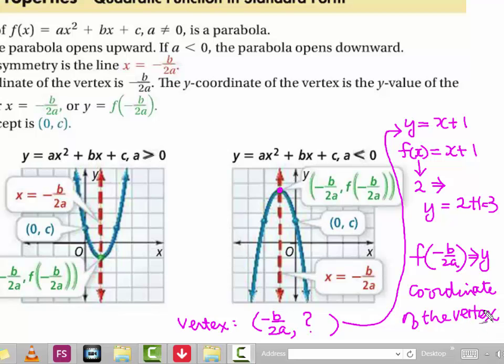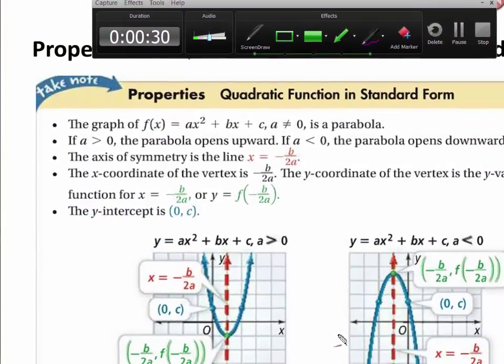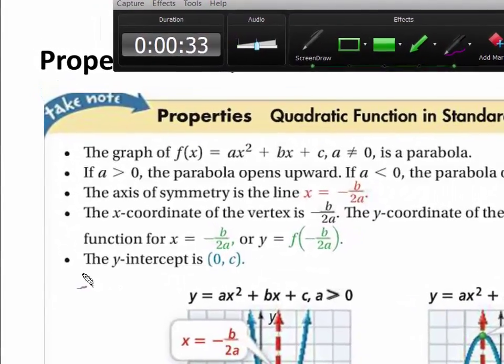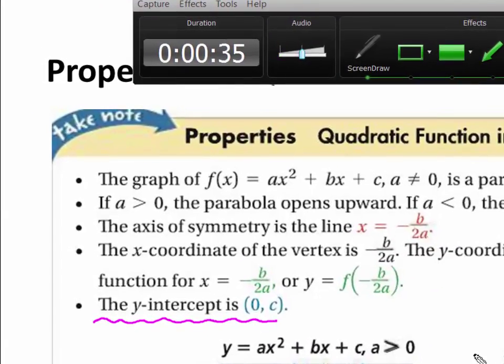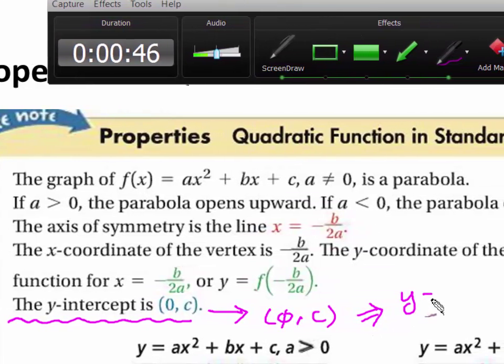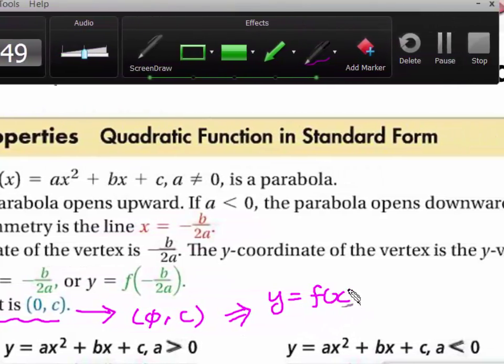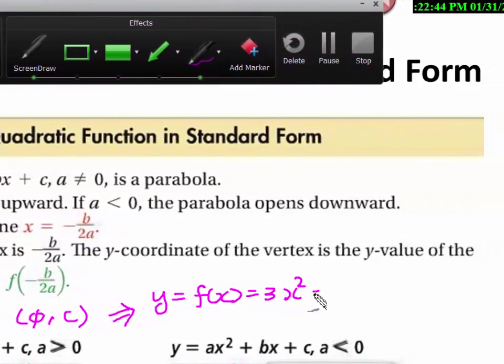In the next slide, I'm going to show you an example of how you do that. It will make it clear for you to see. Before we do that, we still have one more feature of quadratic function that we have to cover. That is, the y-intercept of the quadratic function in standard form is actually (0, c). In other words, if you have a quadratic function set up like this, say f of x equal to 3x squared plus 4x plus 5, you know right away the y-intercept is going to be the c value right here, which is (0, 5).